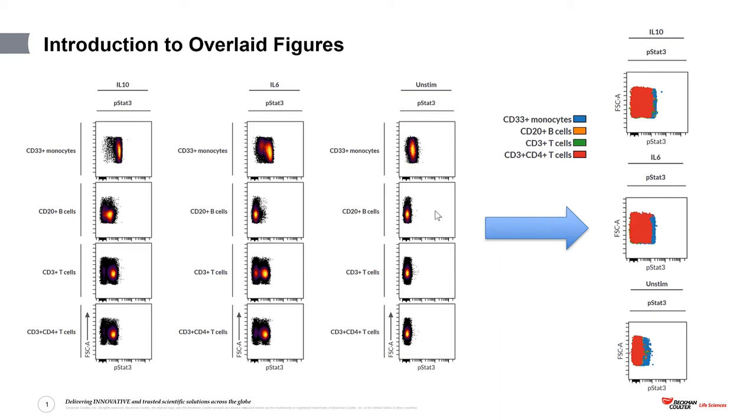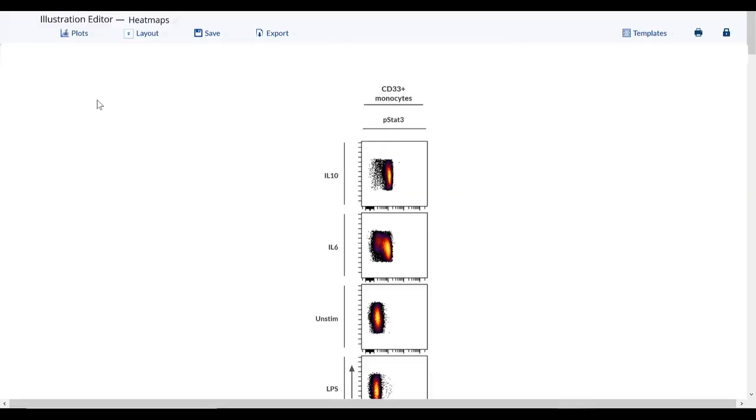In this demo experiment, PBMCs were stimulated with IL-6, IL-10, and LPS, and phosphorylation of the transcription factors STAT3 and P38 were measured after 15 minutes. Surface antigens were stained with antibodies to identify signaling in CD4 positive and negative T cells, as well as monocytes and B cells. Making a colored overlaid dot plot is simple on the Cytobank platform.